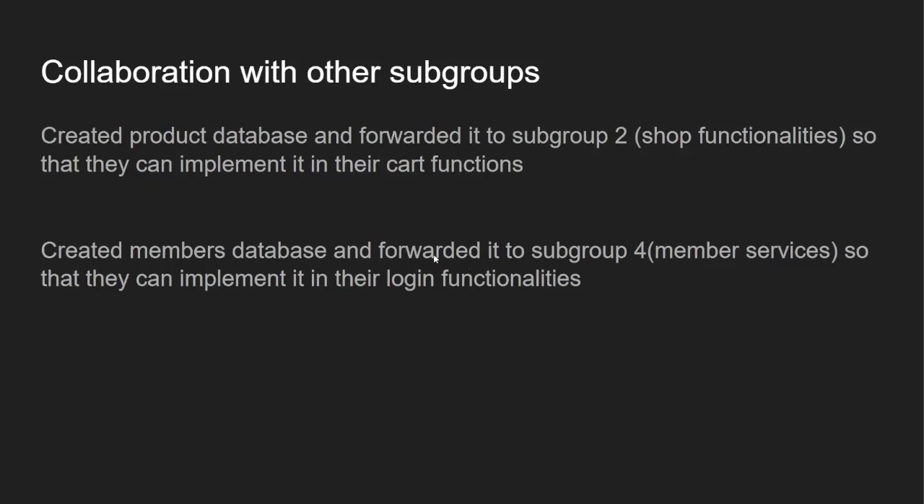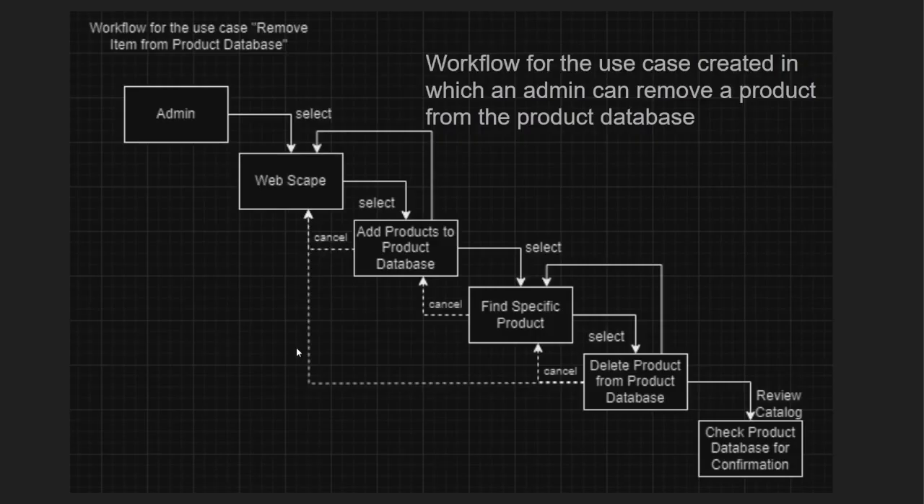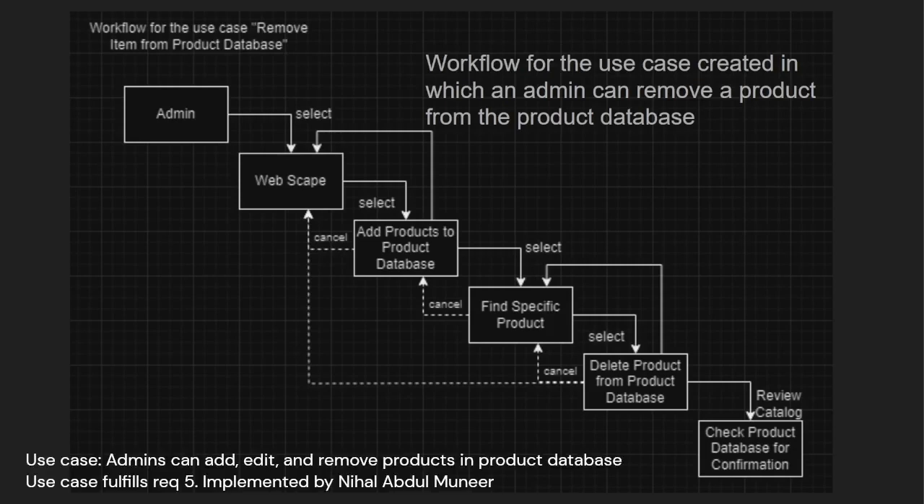We collaborated pretty closely with the other subgroups to do this. So the product database we created was forwarded to subgroup 2 shell functionality so that they could implement it with their cart functions. The member database was forwarded to subgroup 4 member services so that they could implement it with their login functionalities. This is a workflow for one of the use cases that was implemented, which is that an admin can remove a product from the product database.